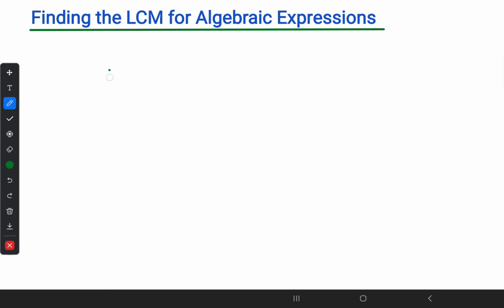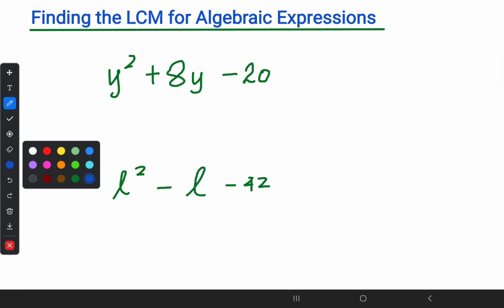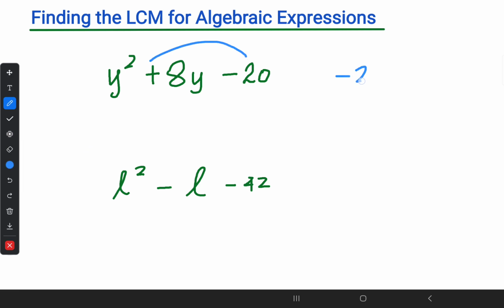In the next one, we will have y square plus 8y minus 20. This is a question. Another question would be L square minus L minus 42. We will find the factorization here as well. So actually you have to multiply both end members. It will give you negative 20y square. Suitable multiplication pairs for it are 1 times 20, 2 times 10, 4 times 5. These are the possible pairs. Since the middle member is positive, I will give positive to the higher number in each pair.